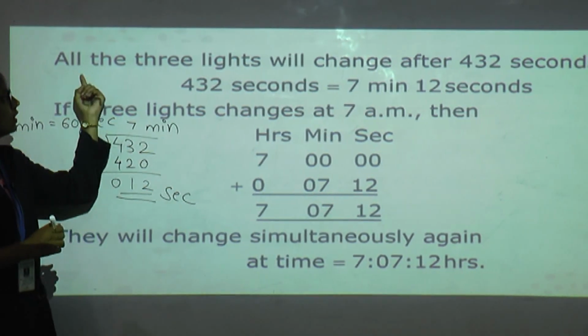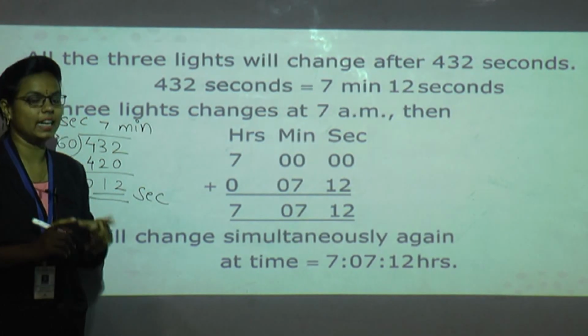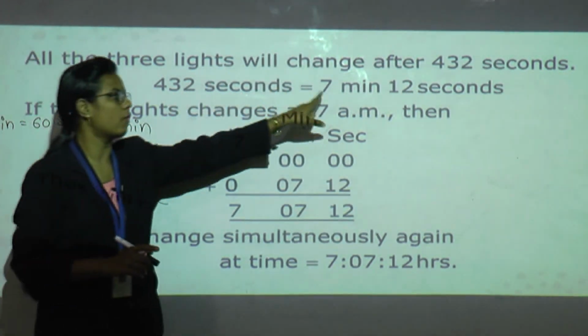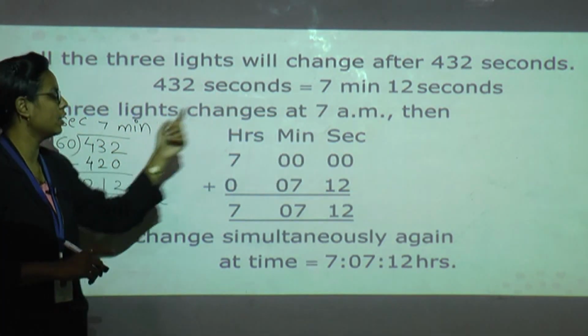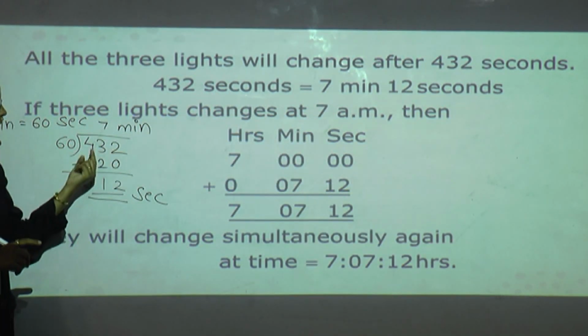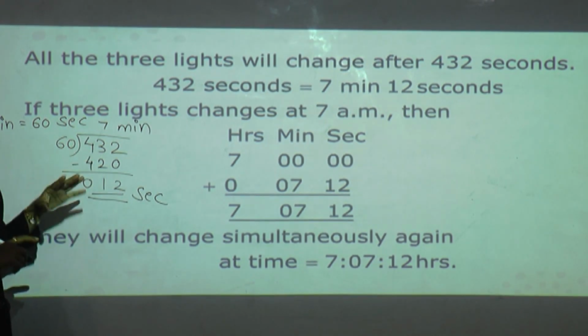So all the 3 lights will change after every 432 seconds. It means it changes after 7 minutes and 12 seconds. We got 7 minutes and 12 seconds after dividing 432 by 60.